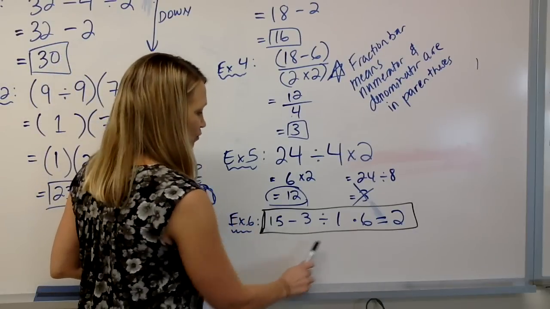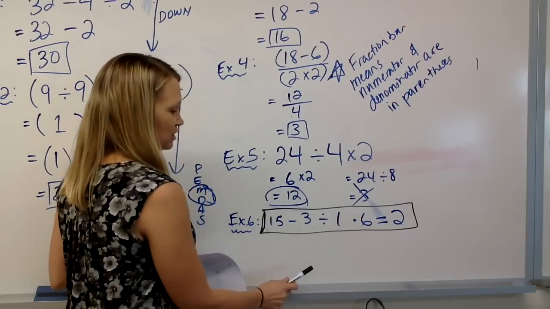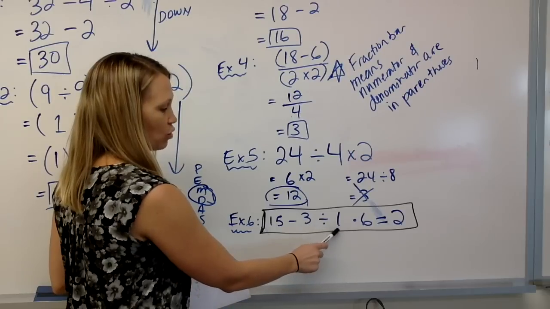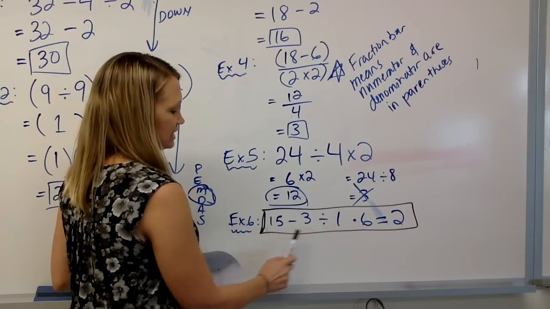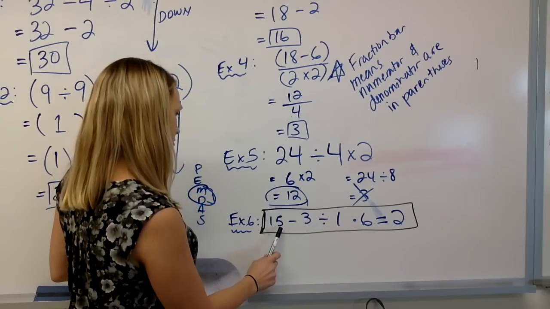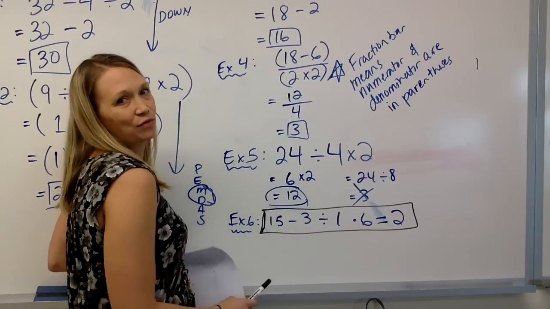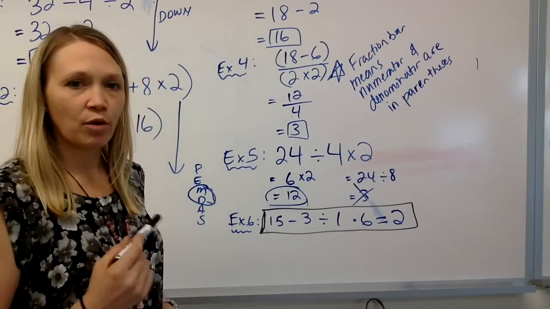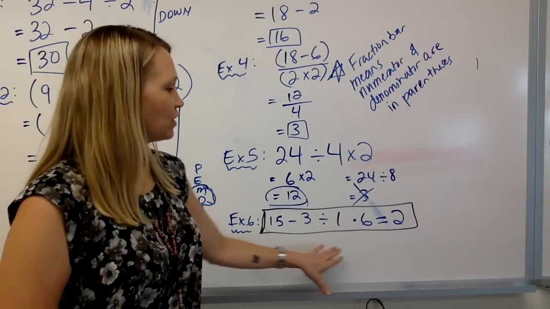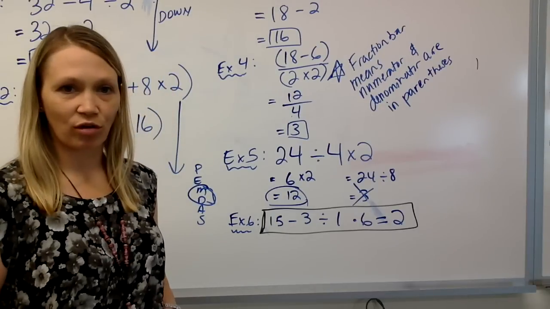Because if I were to do this problem, I would do multiplication and division first. So 3 divided by 1 is 3, times 6 is 18. Oh yeah, 15 minus 18 would be negative 3. So right now it's not true. Pause this video, and try to figure out where the parentheses go to make this true.